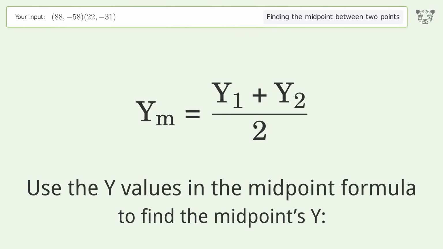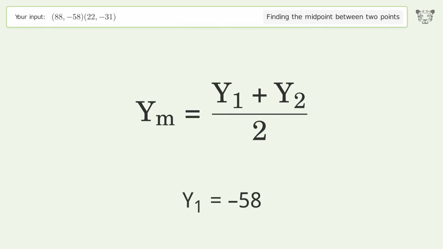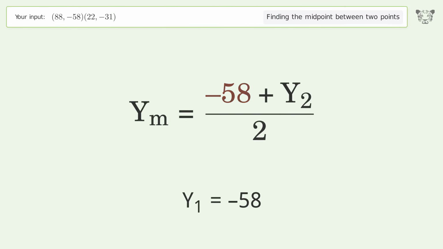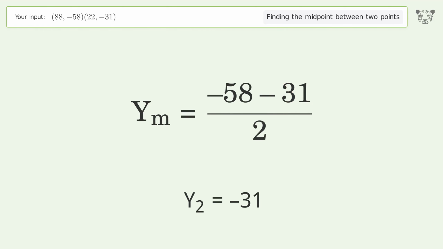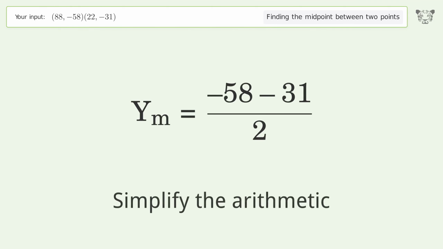Use the y values in the midpoint formula to find the midpoint's y. y1 equals negative 58. y2 equals negative 31. Simplify the arithmetic.